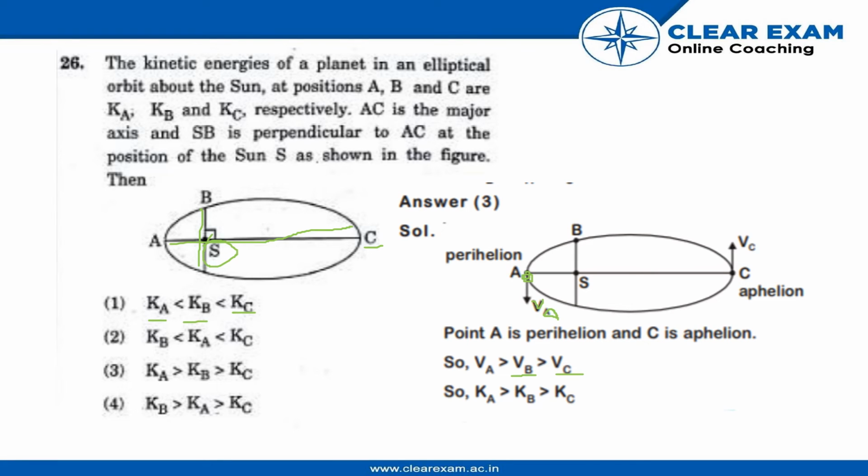And as you already know from the formula, kinetic energy is directly proportional to velocity. So that means that kinetic energy of A is greater than B, which is greater than C. That means that our answer is option C.